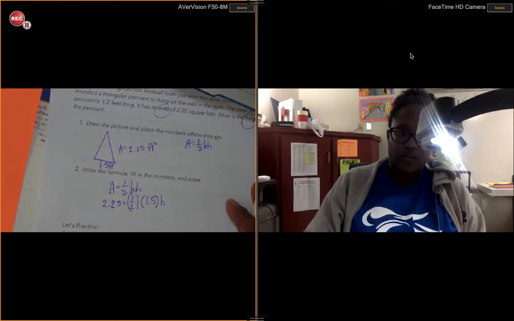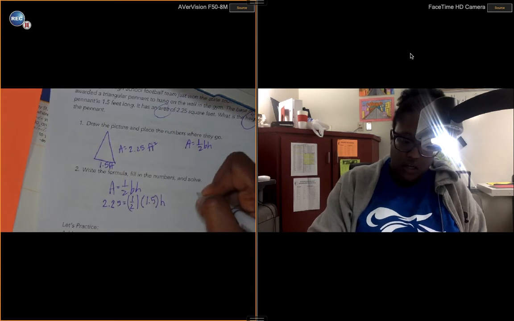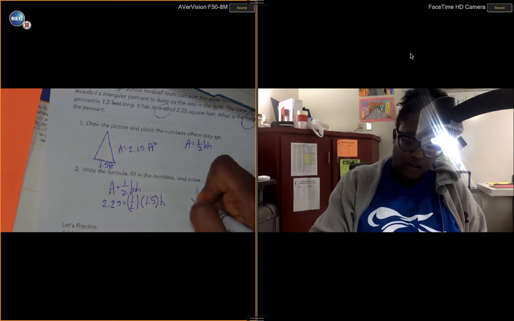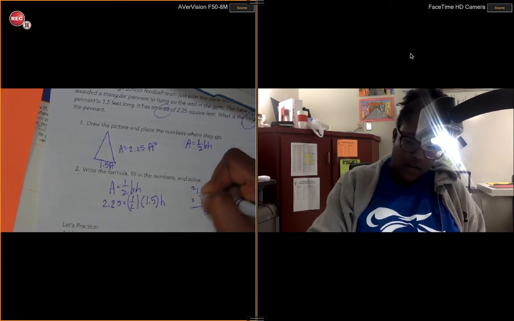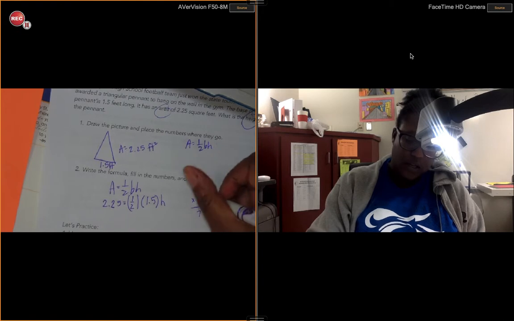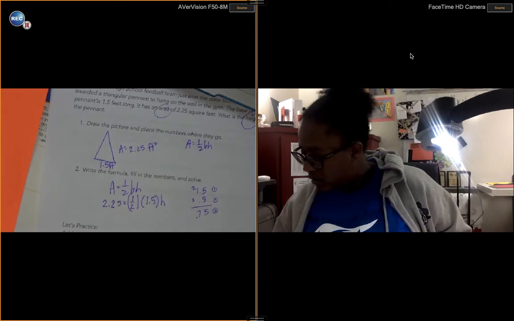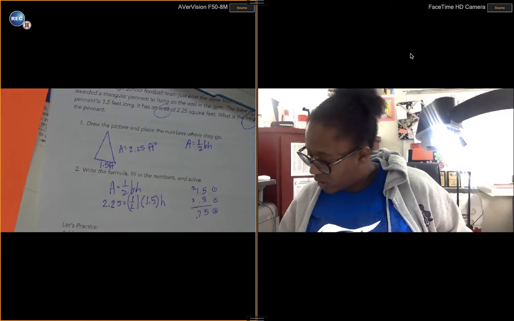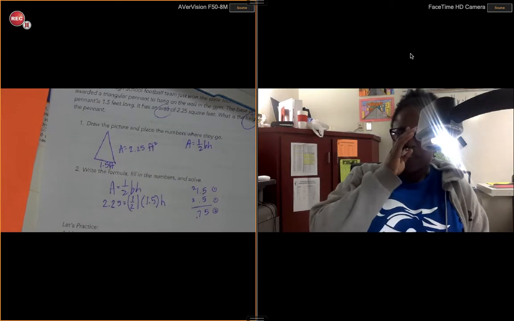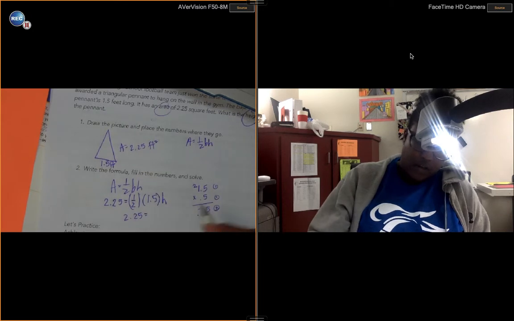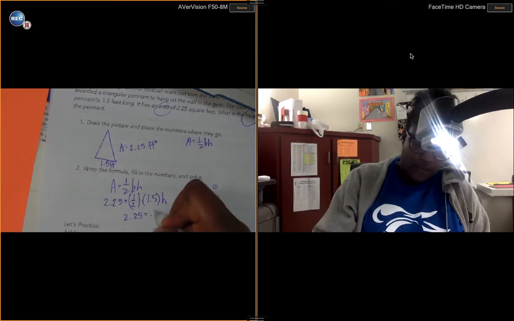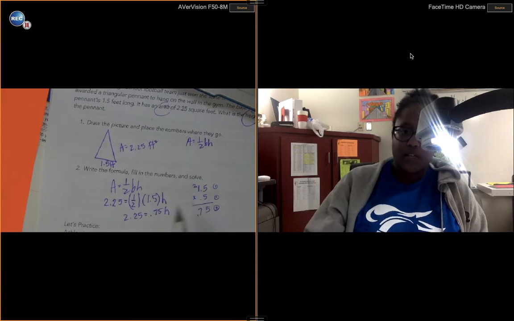So the first thing that we would do is multiply. I'm going to do 1.5 times 0.5, which is 0.75. And I know I'm really bad about double checking my work with the calculator, but because I'm teaching, I don't want to get it wrong. So I have 2.25, and when I multiply these right here, I got 0.75h.